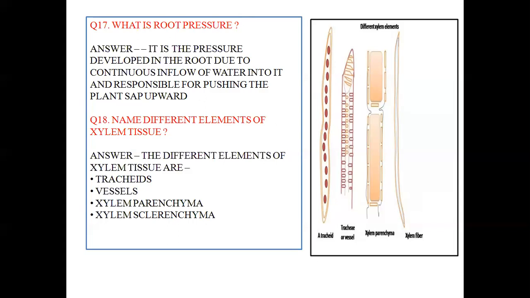Next is, name the different elements present in the xylem tissue. The different elements present in the xylem tissue are tracheids, vessels, xylem parenchyma, and xylem sclerenchyma. Xylem sclerenchyma and xylem fiber are the same thing, students. These are the different components of xylem tissue.